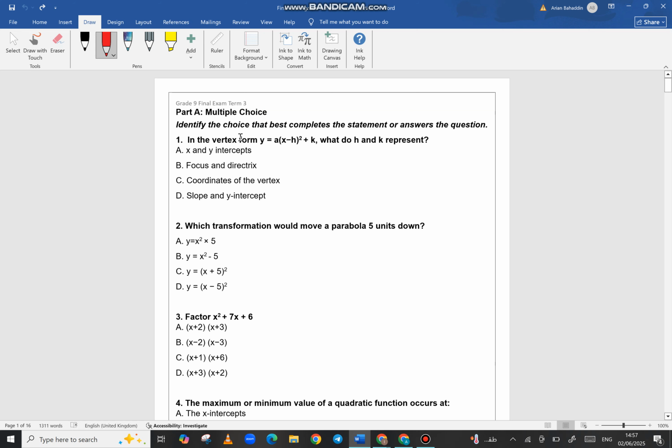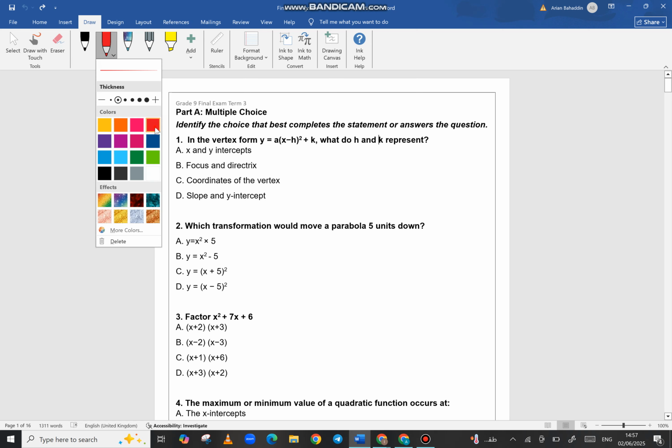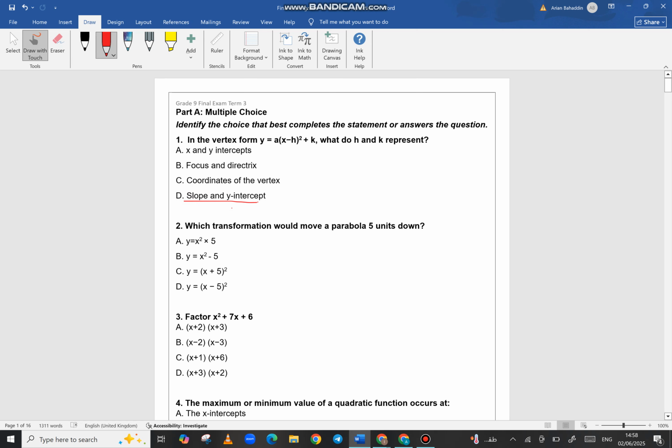Okay, so this is the vertex form. This will already give you an idea of what is the vertex form of a quadratic equation. You're going to have a, which is any number, multiplied by x minus h all squared plus k. All you need to know is h and k represent the coordinates of the vertex, the x and y. Okay, so that would not be this, that would not be this, it would be c, the coordinates of the vertex.